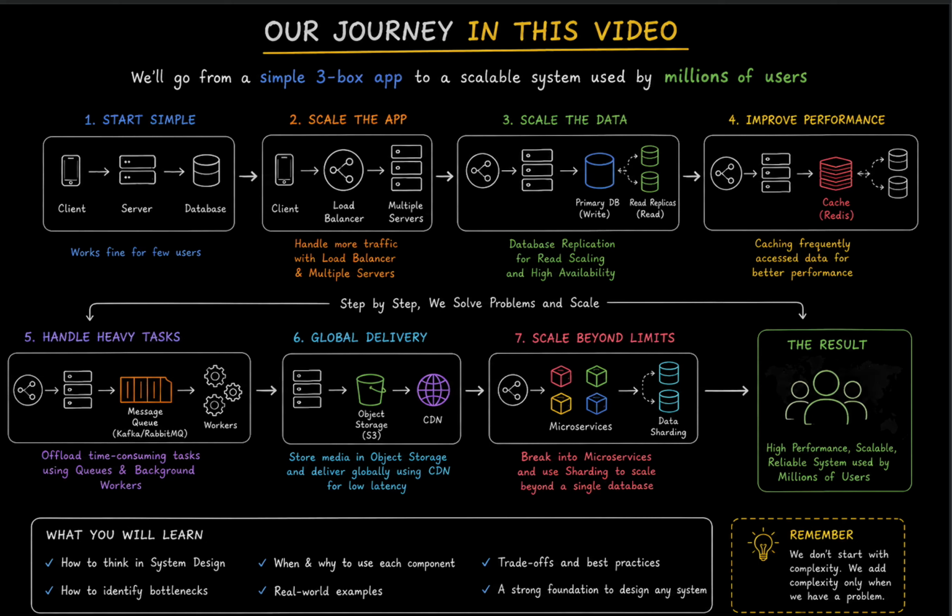For example, auth services, user services, order services, payment services. Now each service can potentially be developed, deployed, and scaled independently. This is called microservice architecture.